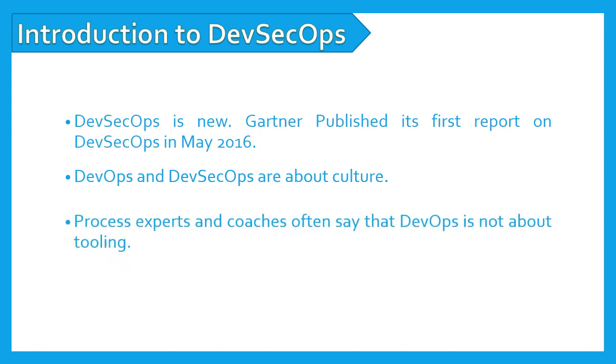Process experts and coaches often say that DevOps is not about tooling. Engineers and technologists grow tired of process quickly and want real-world examples of how process can be implemented. Executive stakeholders measure outcomes and results when making investments in process improvement. To achieve the goal of DevOps, quality software must be developed and deployed faster.